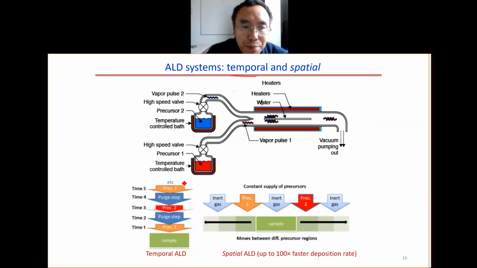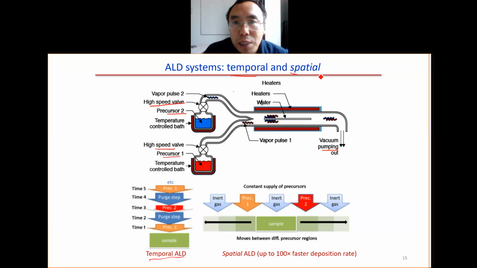Temporal, so we have the time. We have a precursor gas 1, purge, a precursor gas 2, purge, a precursor gas 1, and so on. This is called temporal ALD. So we have the different precursor 2 and precursor 1. We need a high-speed valve, and also we need a high-speed pump. This is the ALD process.